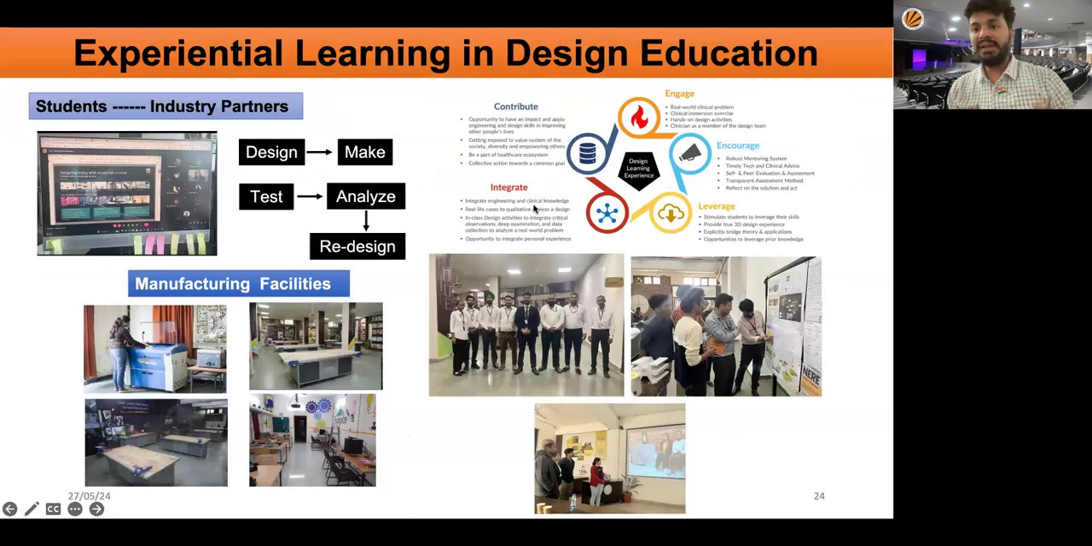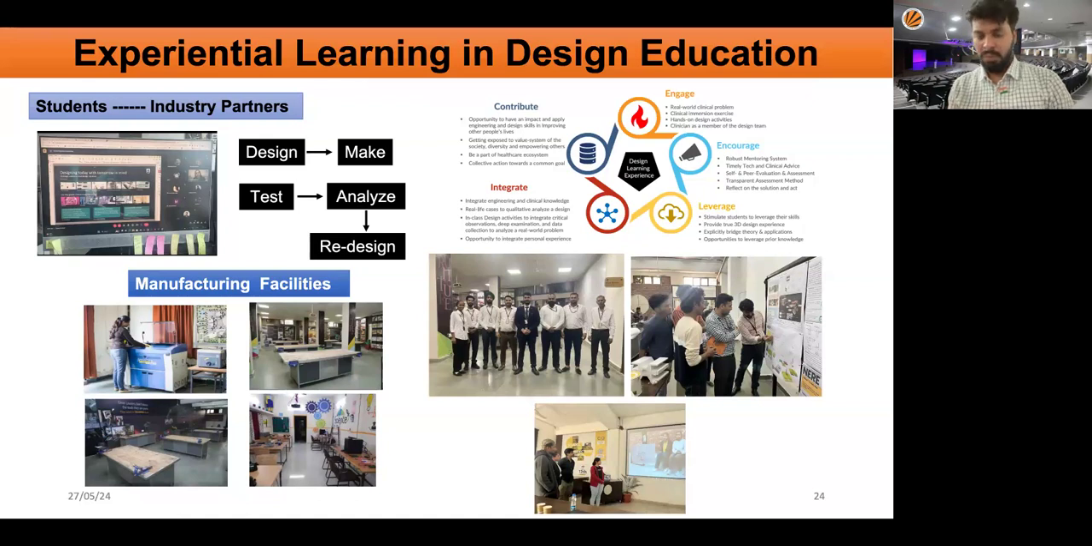So how are we trying to do all these activities in our studio, in our LPU? How is exponential learning happening in design education? Basically we are trying to get real-life problems from the industry. The students are working in the labs: they are designing, making, analyzing, redesigning, and testing their prototypes, and following this iterative journey during the design studio. We have different manufacturing facilities here. We have 3D printers, laser cutters, and a tinkering lab where people can tinker with different sensors and technologies to build products.